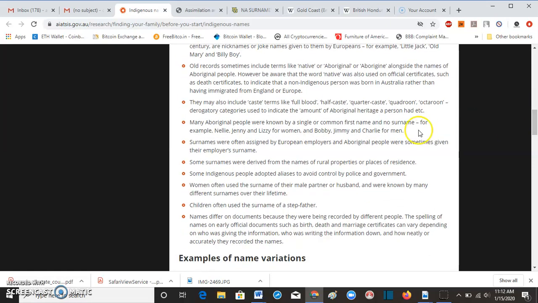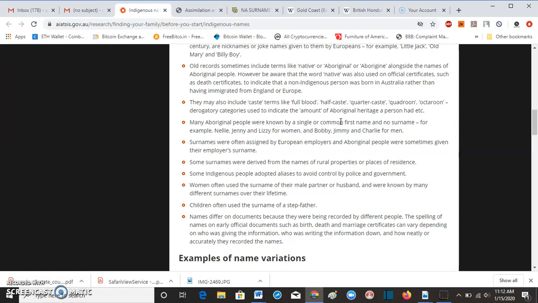They may also include caste terms like full blood, half caste, quarter caste, quadroon, octoroon, derogatory categories used to indicate the amount of Aboriginal heritage a person had, and this is a part of the ethnic cleansing. This is a part of your Walter Plecker eugenics movement.